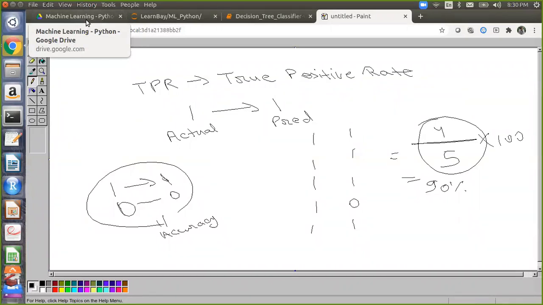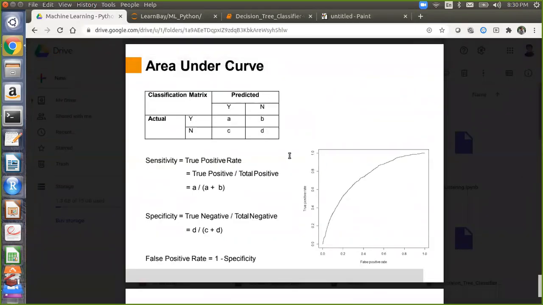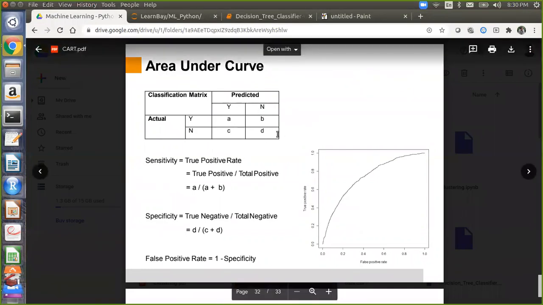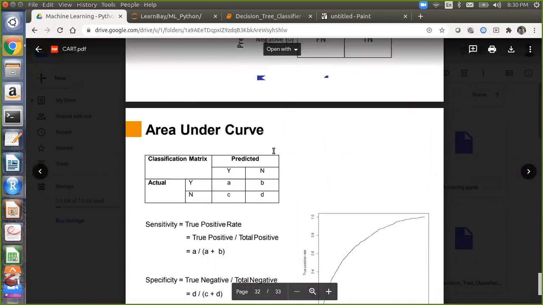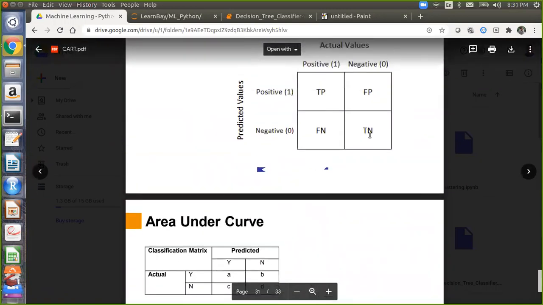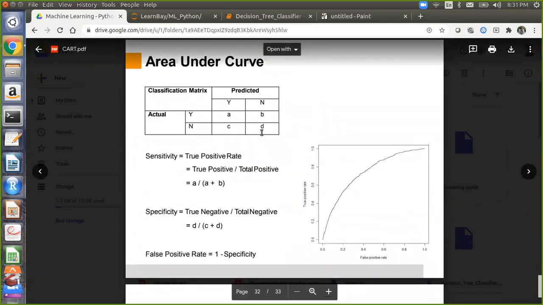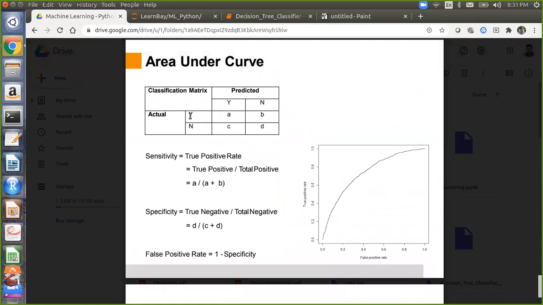Clear? We represent this via the area under the curve also. Now, a few more additional definitions. Our confusion matrix, I am representing as A, B, C, D: true positive, false negative, false positive and true negative. Your target is yes and predicted as yes, target is 0 and predicted as 0.